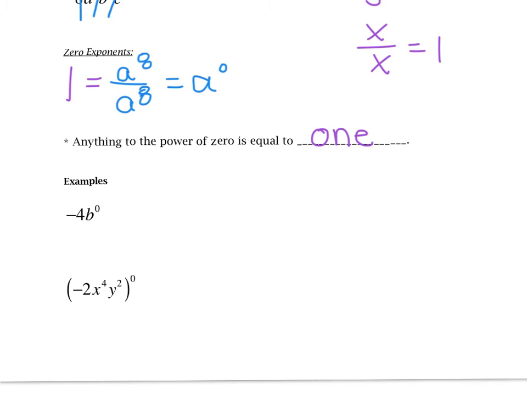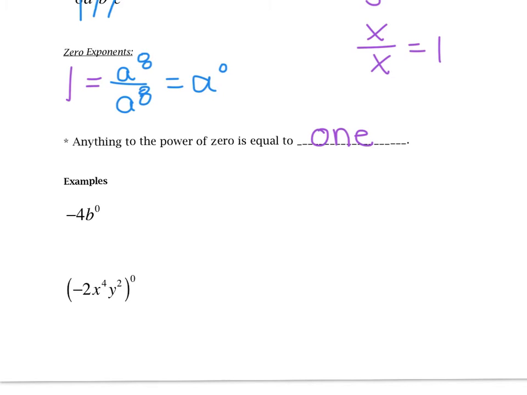Lynn? The difference is that this one has the parentheses, which means it's also putting the negative 2 to the power of 0. That's exactly what I was getting at. Clarence, I think that's what you were saying too, but I wanted to get to that point. Right here, this is negative 4 times b to the 0. So the only thing that's being raised to the power of 0 is the b. Does that make sense? Not the negative 4.